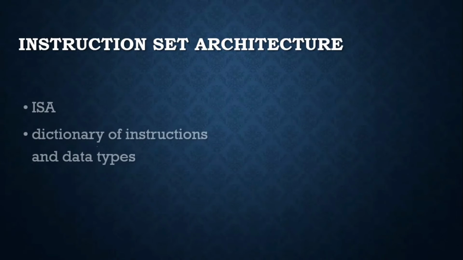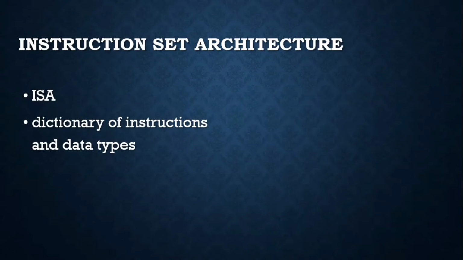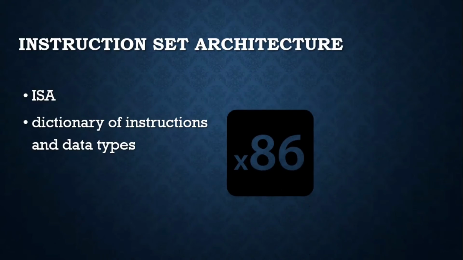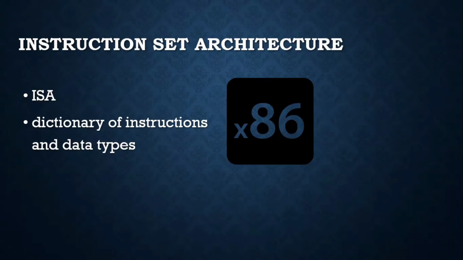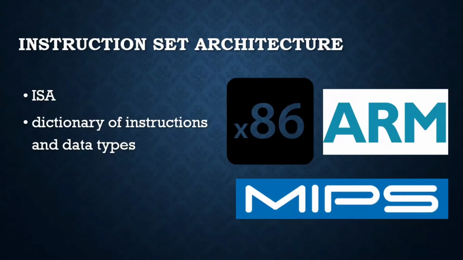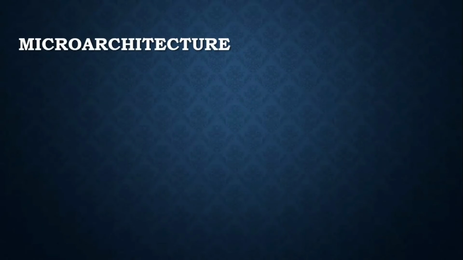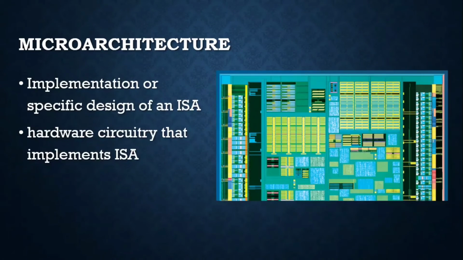The ISA describes the memory model, supported data types, registers, and behaviors of machine code, the sequences of zeros and ones that the CPU must execute. The ISA is the dictionary of instructions, data types, and the formats that the CPU adhering to that ISA must execute. Some known ISAs are the x86, ARM, and MIPS. A microarchitecture is an implementation or specific design of an instruction set architecture or ISA.